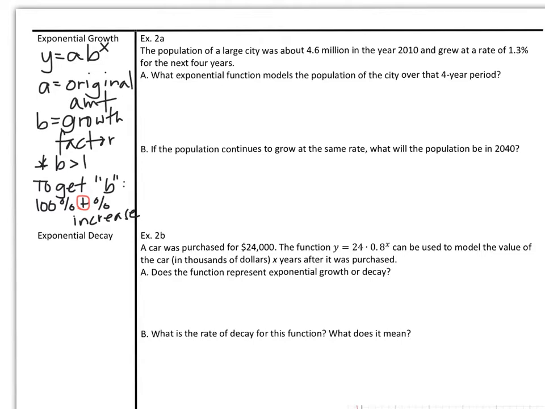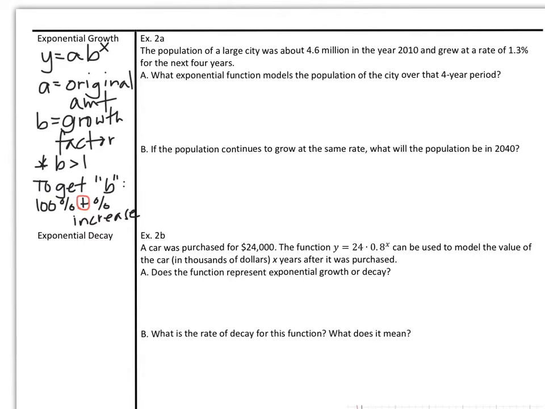Let's take a look at example 2a on the right. The population of a large city was about 4.6 million in the year 2010 and grew at a rate of 1.3% over the next 4 years. What exponential function models the population of the city in that 4-year period? The things that we're looking for are the a and the b values. We don't have to plug in anything for x and y.